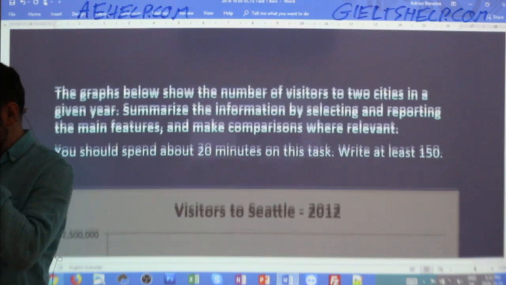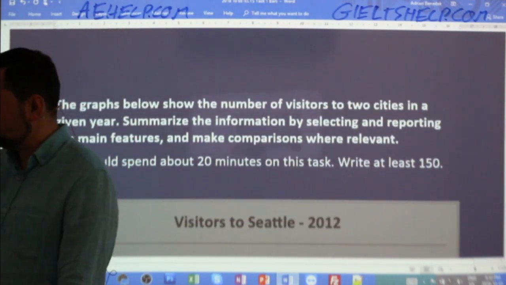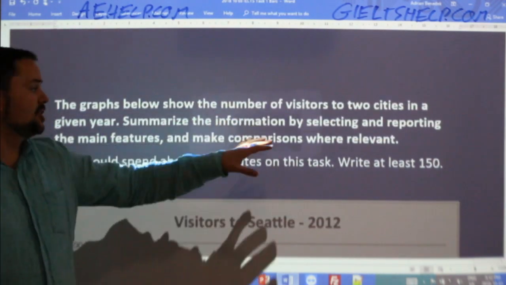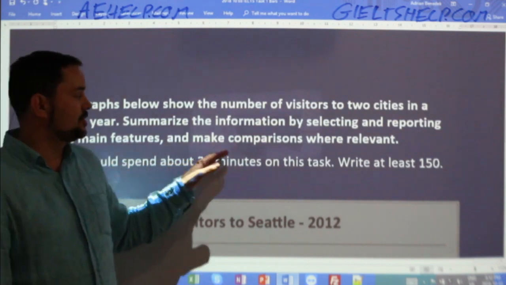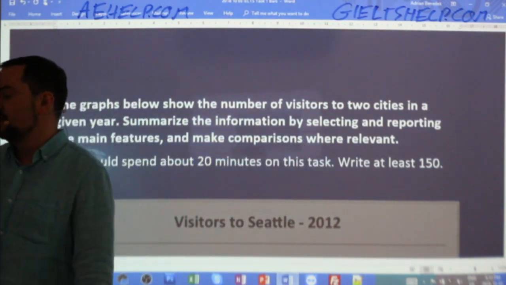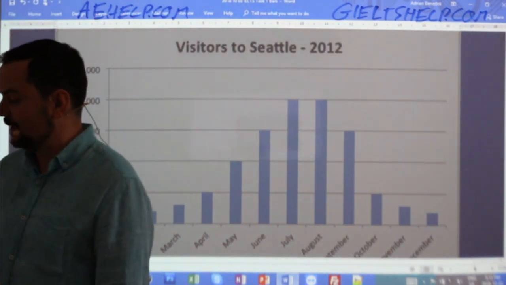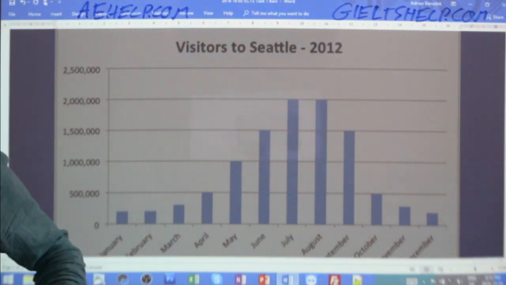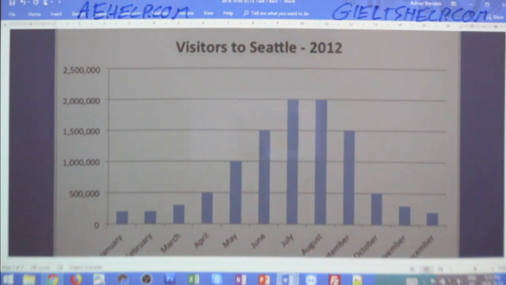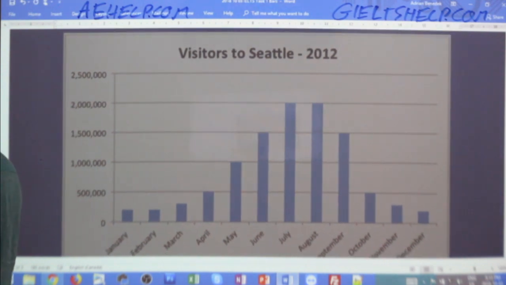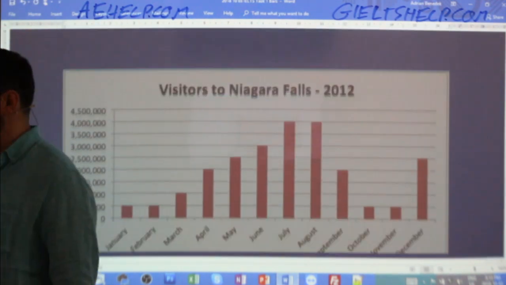Let's jump back to the question. Now it says, summarize the information by selecting and reporting the main features and make comparisons where relevant. So, are we done with our overview? Not quite. Okay, not quite. I don't think so. I think we need to add a little bit more to our overview. There's definitely some good information that we can add. So what should we do next? What is our next step? What is step number 2?